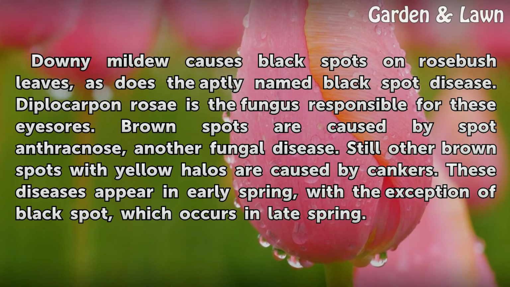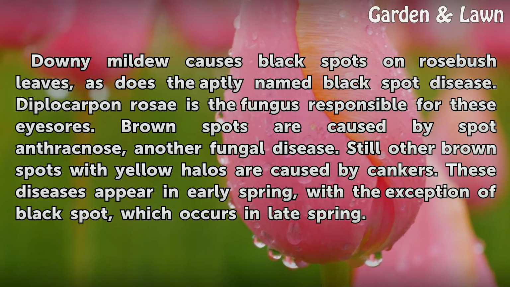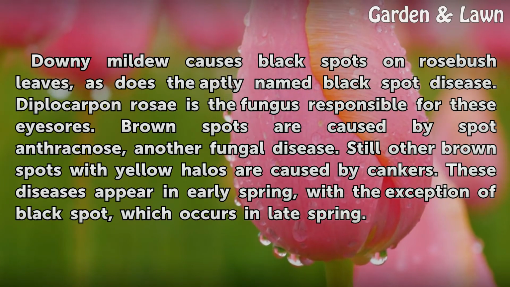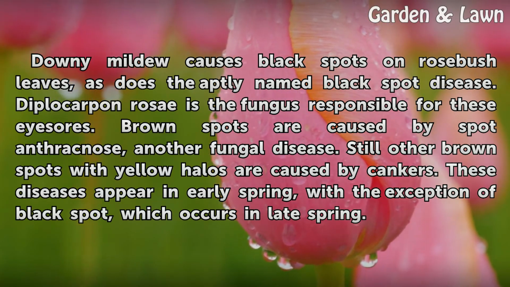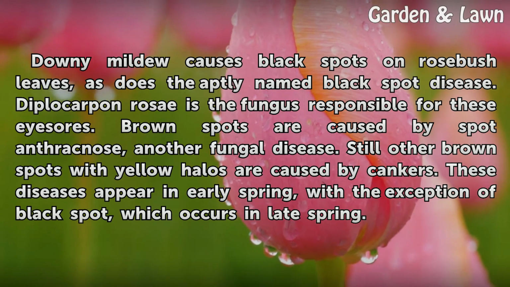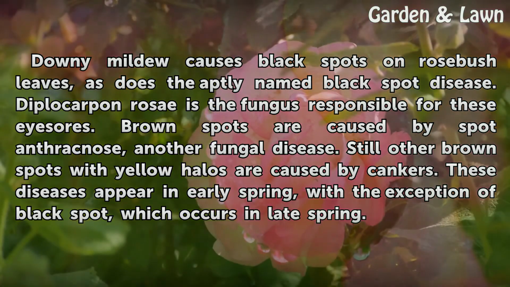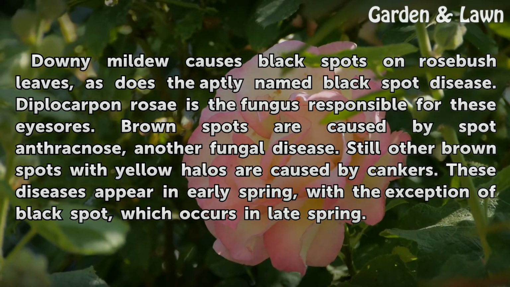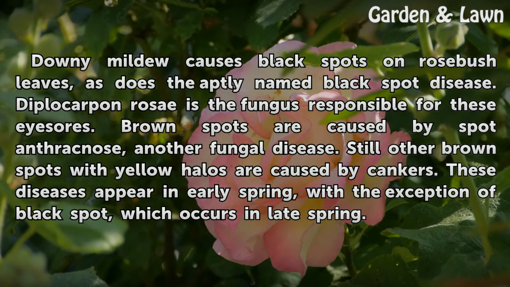Downy mildew causes black spots on rosebush leaves, as does the aptly named black spot disease. Diplocarpon rosae is the fungus responsible for these eyesores. Brown spots are caused by spot anthracnose, another fungal disease. Still other brown spots with yellow halos are caused by cankers. These diseases appear in early spring, with the exception of black spot, which occurs in late spring.